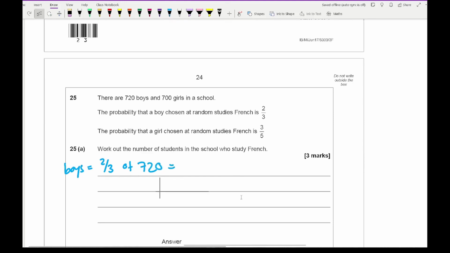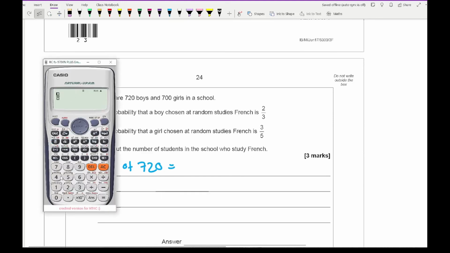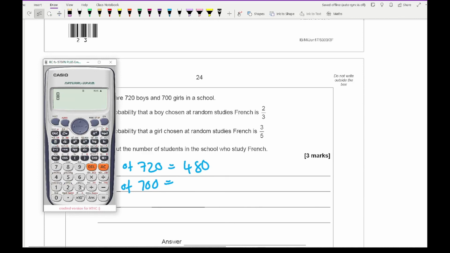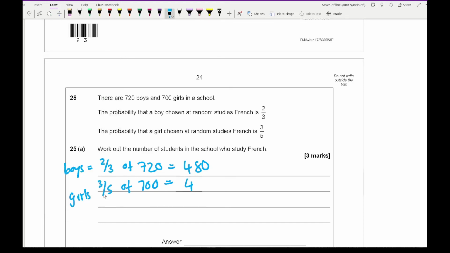And how do we do that? Well, on the calculators, we can use the fraction button. So here I've got 2/3 times 720 equals, that gives me 480. And then for the girls, I've got 3/5. I want to work out 3/5 of 700. So again, on the calculator, I do 3/5, and of means times, and then 700, and that gives me a total of 420. And we add those two numbers up, which gives me a total of 900 students.